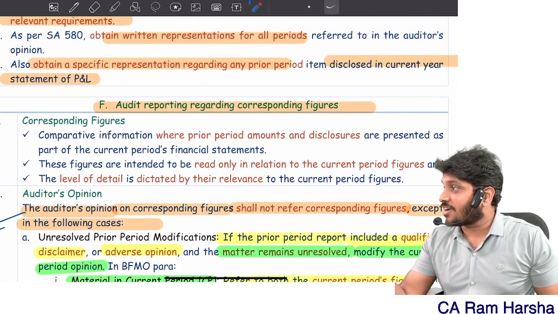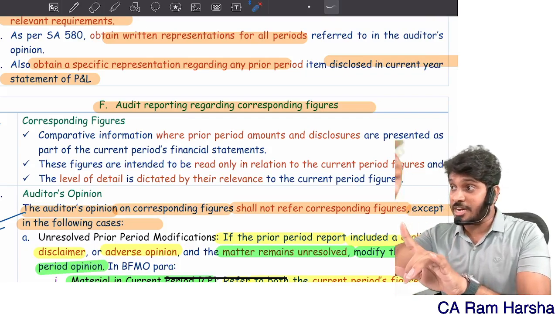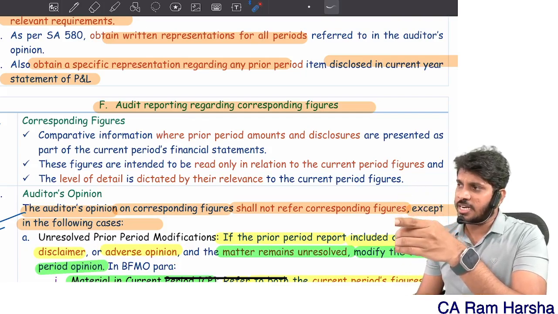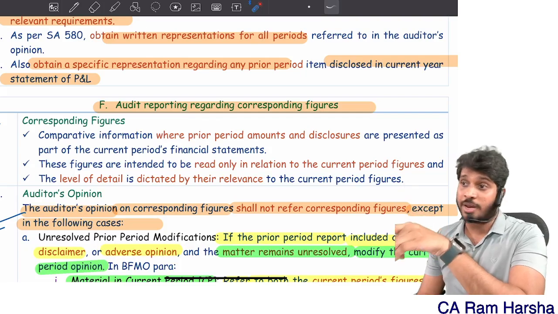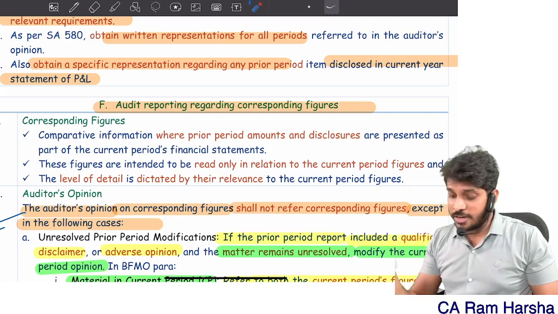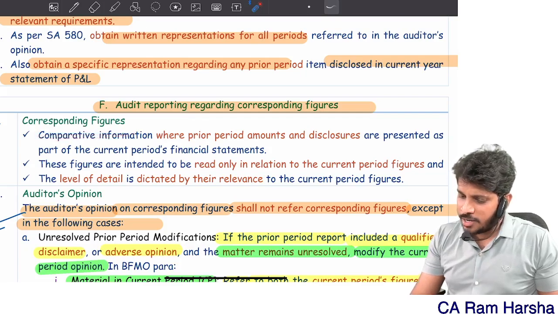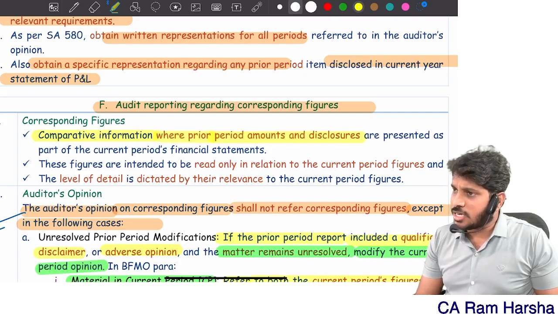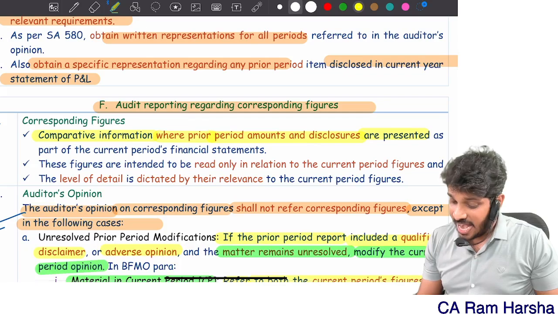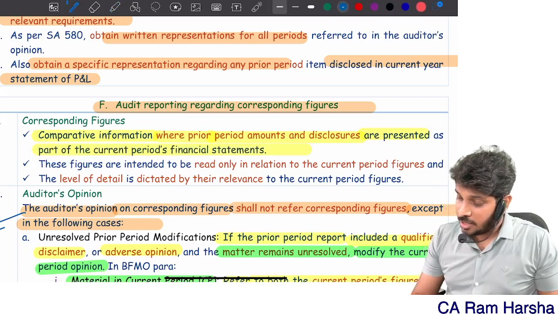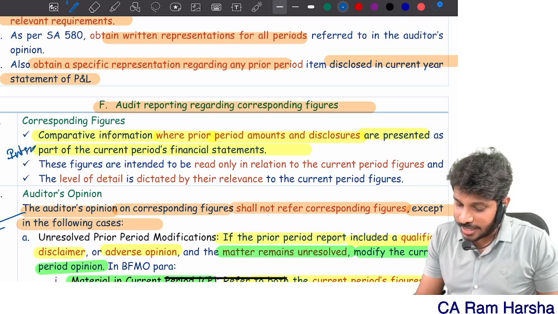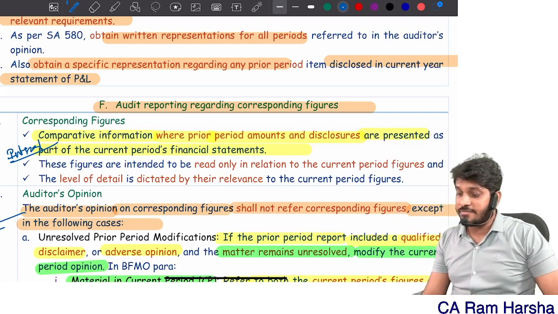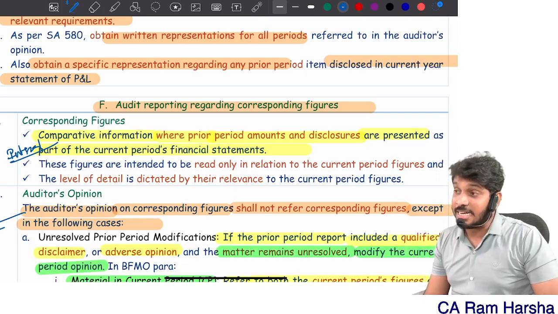What is comparative financial statements? We understood comparative information means what? Amounts and disclosures in the current year financial statements belonging to one or more prior periods. What is corresponding figures? That is also comparative information only, where prior period amounts and disclosures are presented as an integral part of current period financial statements.